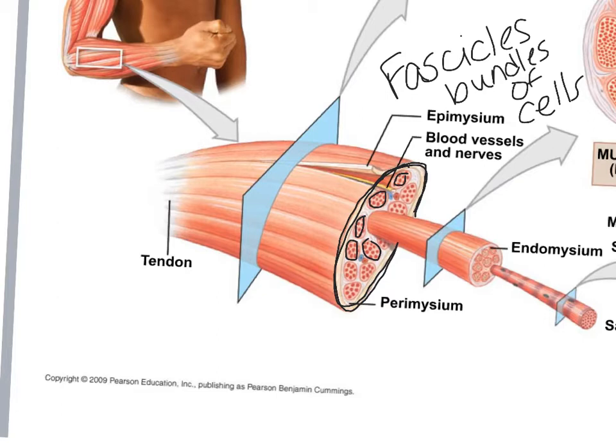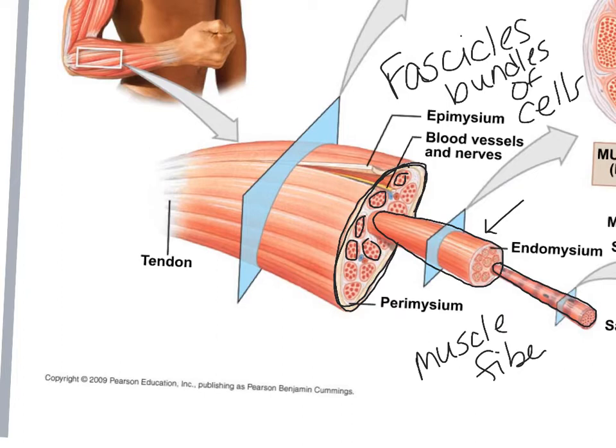So inside those bundles of cells, this is a telescoped out bundle right here. Inside that telescoped out bundle, that fascicle, we have an actual muscle cell. Now because that muscle cell is long, instead of calling it a muscle cell, we call it a muscle fiber. So fiber is the same thing in this case as a cell. It's just an elongated structure.